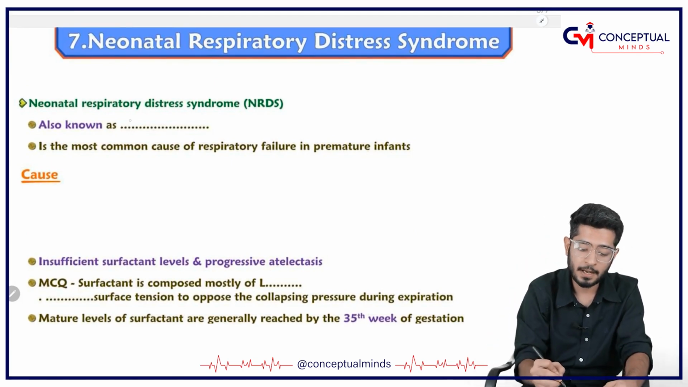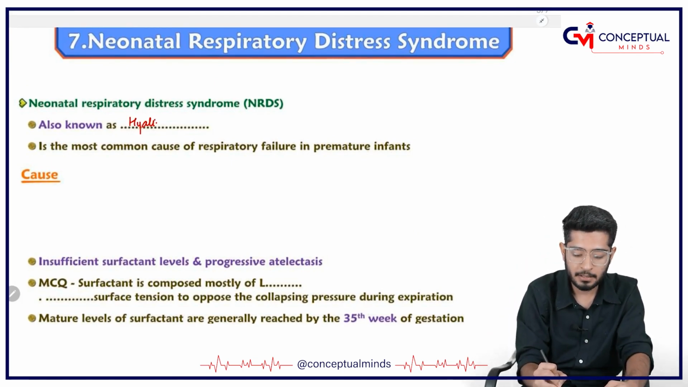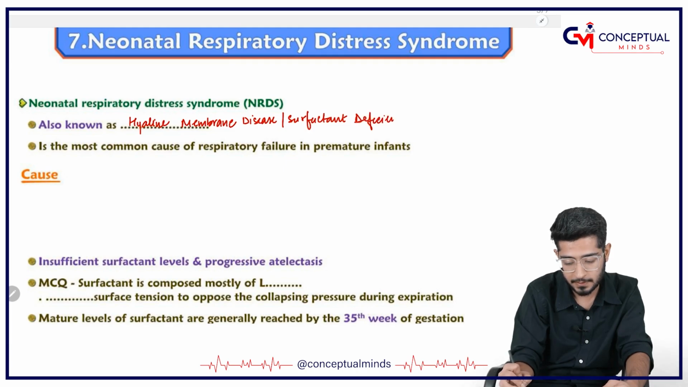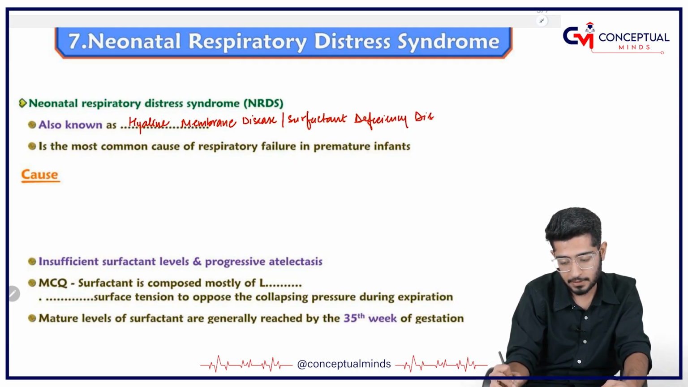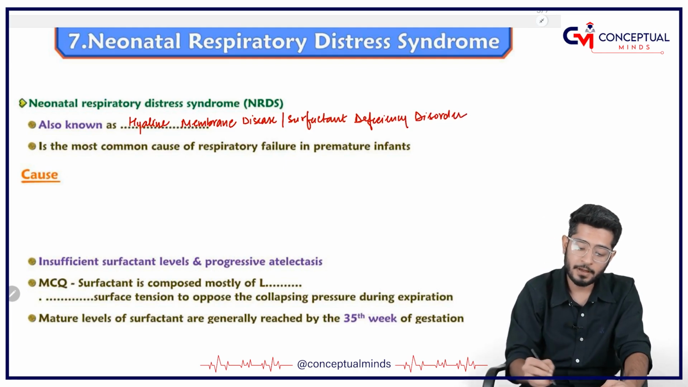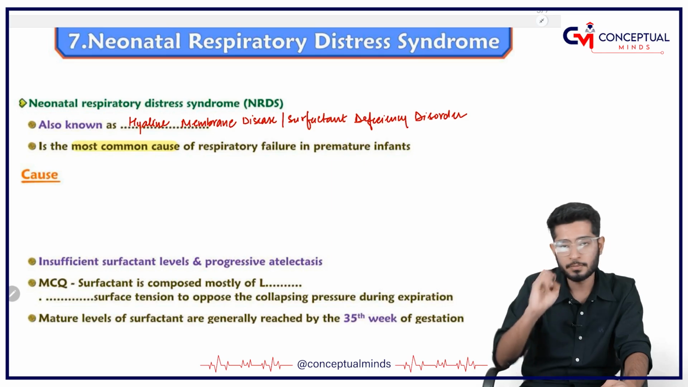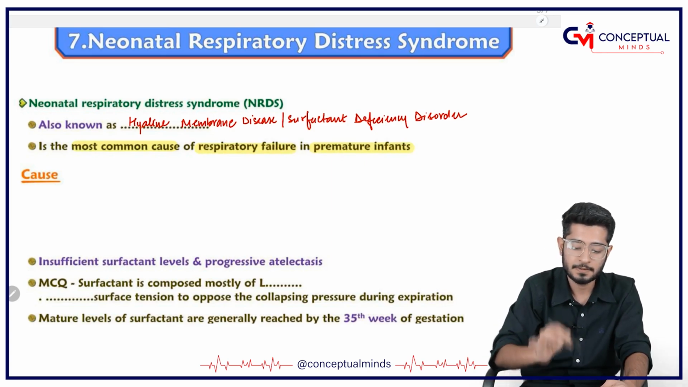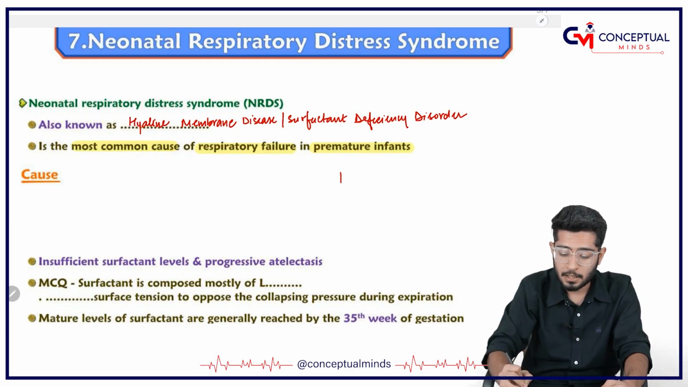This is also called Hyaline Membrane Disease, or it is also called Surfactant Deficiency Disorder. This is actually, I think, the most common cause of respiratory failure in premature infants. Understand this very carefully, my dear friends.